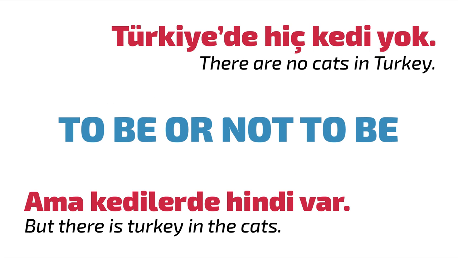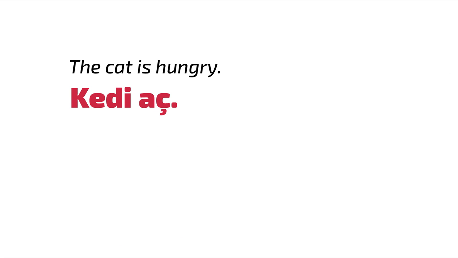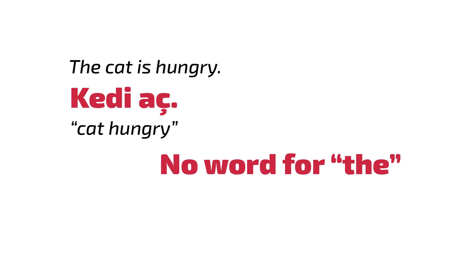The first thing we notice is that there is no verb "to be" in Turkish. So you don't say, "the cat is hungry." Instead you say, "kedi aç." Cat hungry. You may have also noticed that there is no word for "the" in Turkish. Kedi is "cat" and "the cat."